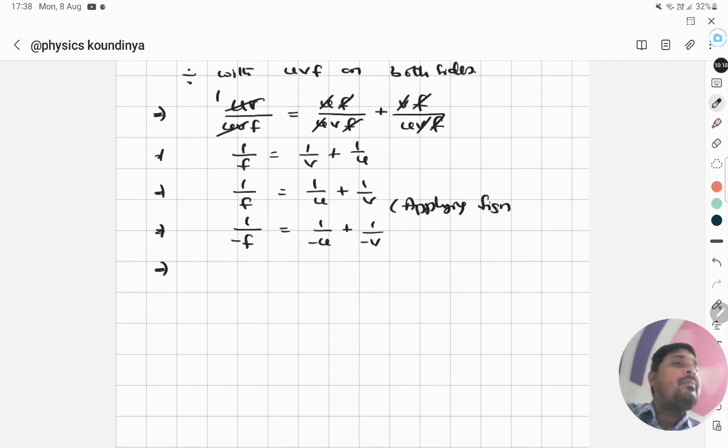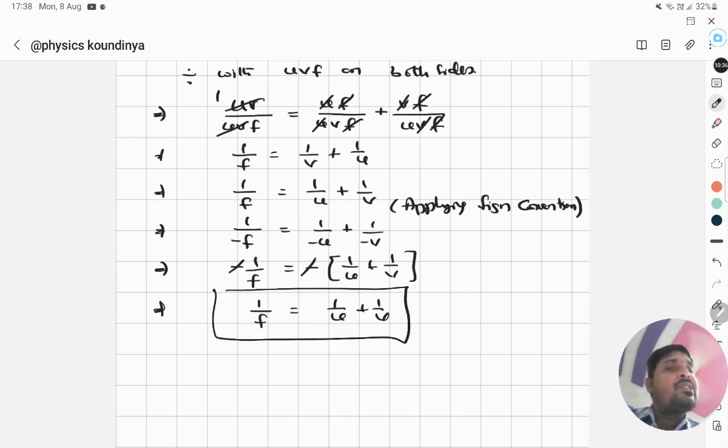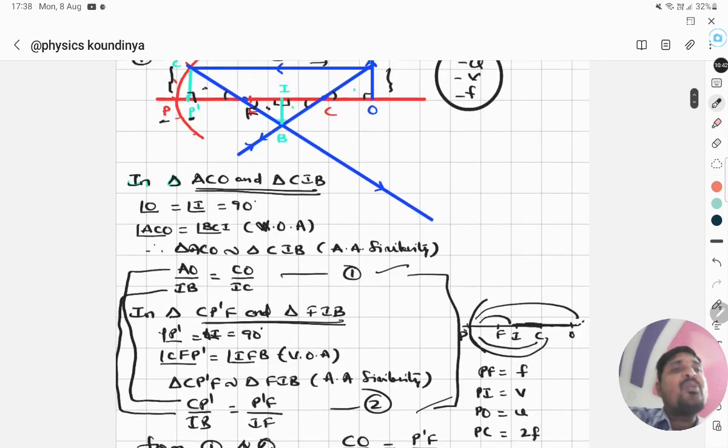Applying sign convention, minus 1 by f equals, I am taking minus as common, 1 by u plus 1 by v. Minus will be cancelled on both sides. Then 1 by f equals 1 by u plus 1 by v is called the mirror formula. So this is how we derive the mirror formula. Hope you understood the class.